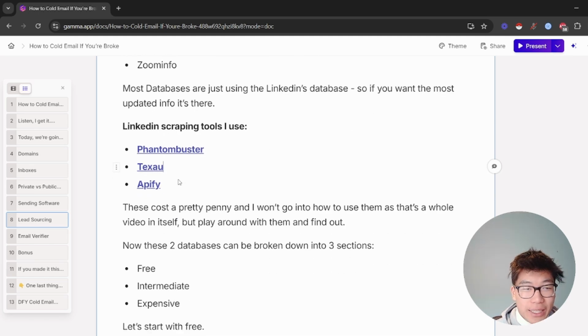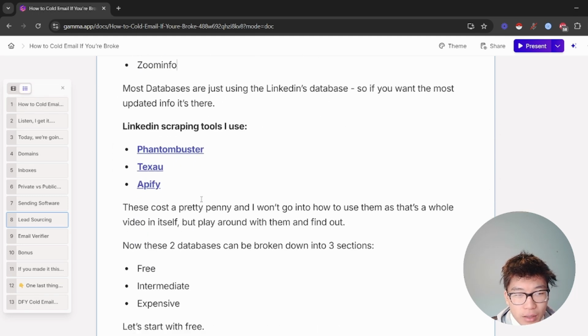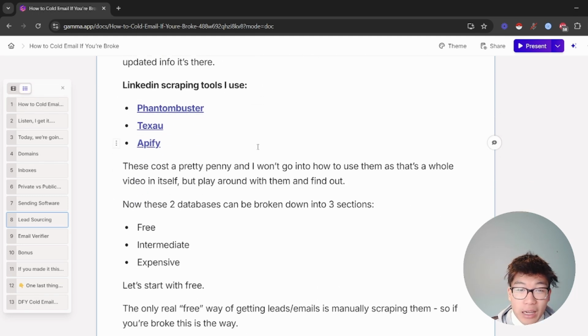So general LinkedIn tools I'm using are Phantom Buster, Texel, and Apify. If I was to make a full video on this, it would literally take an hour, two hours, three hours, because it's that comprehensive and there's a lot you need to figure out. So I would definitely tweak it, have a look around, see if this is something you want to try. If push comes to shove, just use these databases and see what happens. These cost a pretty penny, I'm not gonna lie. I won't go into how to use them, but just play around and see if this is something you want to do, because some of them have free trials.